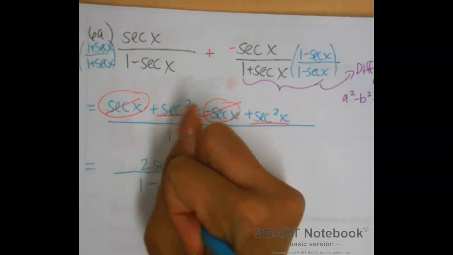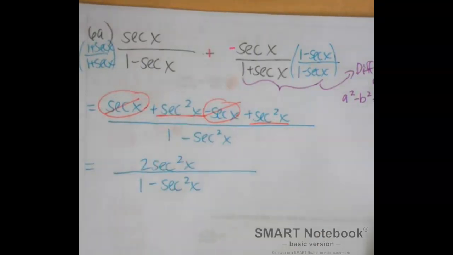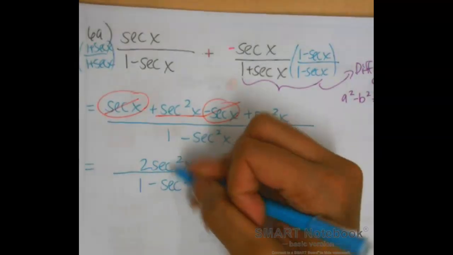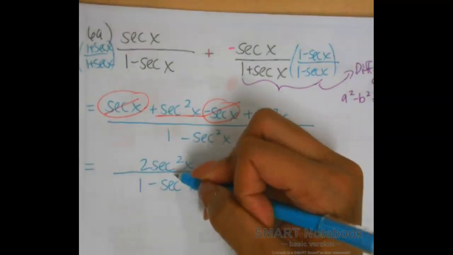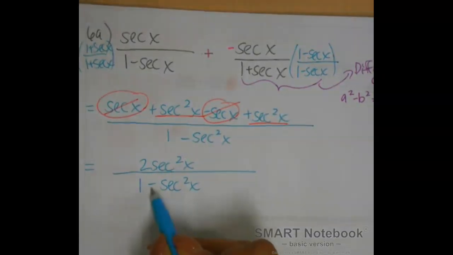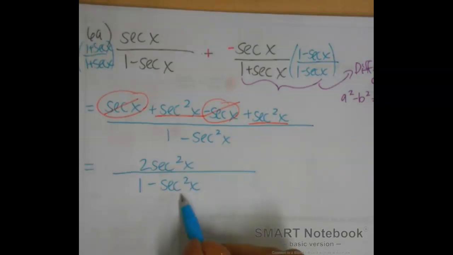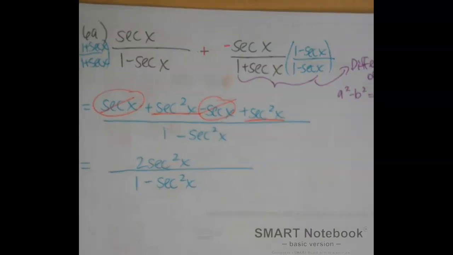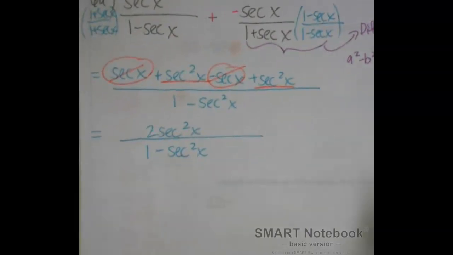1 minus secant squared x. Fun question. Can I cancel the secants? Oh, thank goodness, no. Why not? The bottom one is being subtracted, so you can't just cancel it. If it was negative 1 or 1 times secant, then yeah, you could totally cancel it. But since it's not, we can't just cancel.